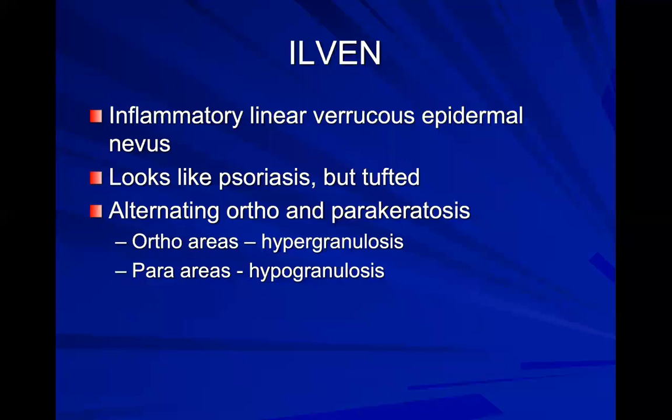All right, another sort of epidermal nevus is this inflammatory linear verrucous epidermal nevus. And when I think of this, I think of something that looks like psoriasis, but it's not quite, and it's tufted. So what do we mean by that? We mean that you have alternating ortho and para, because you have alternating areas in this thickened epidermis that are kind of normal and non-psoriasiform looking, and then the parakeratotic areas that look like psoriasis.